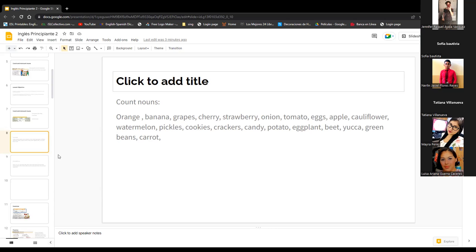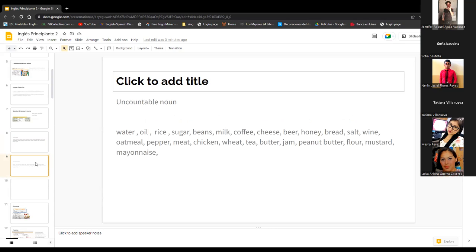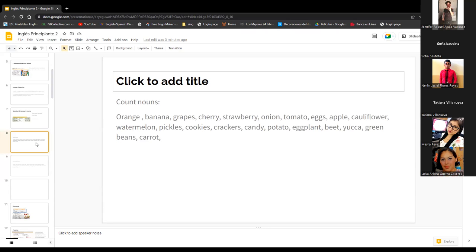Mayra, how do you say mostaza in English? Mustard. Mustard, very good. Tatiana, how do you say sandia in English? Watermelon. Watermelon, very good. And let's see. Jennifer, how do you say cauliflower in English? Cauliflower, very good, perfect. And la que cuesta más, let's see.